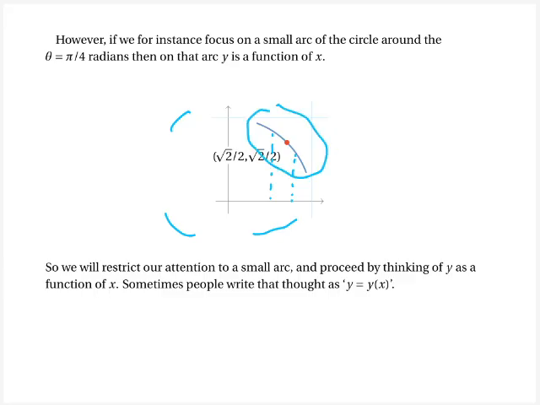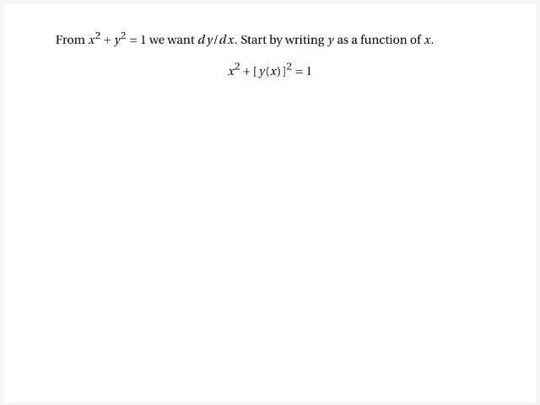So we're going to restrict our attention to a small arc and proceed by thinking of y as a function of x. Sometimes people write that thought down by saying y equals y of x. It's a kind of an odd construct, isn't it? But it's the construct that people use, and so it's the one we're going to use.